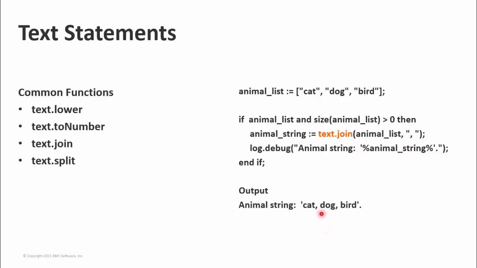And we have a comma space between each item in the list because the delimiter was comma space here. That was the argument passed to text.join.